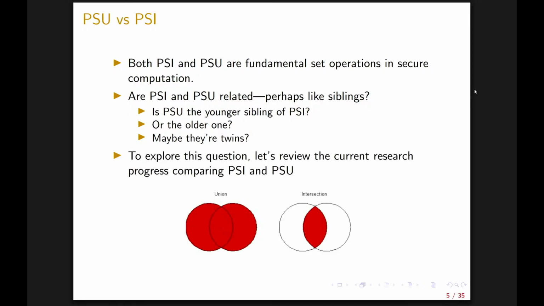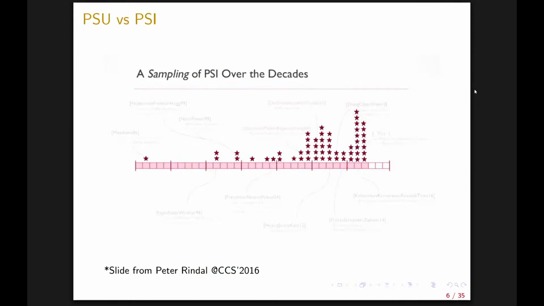For me, when I try to answer this question, I want to see how many people are working on PSI and how many people are working on PSU. Like my older sibling, who has more toys than me. I brought this slide from Peter Rindal from about 10 years ago, when I first started working on PSI. At that time, there were still only some papers. You can see here the names of the authors.